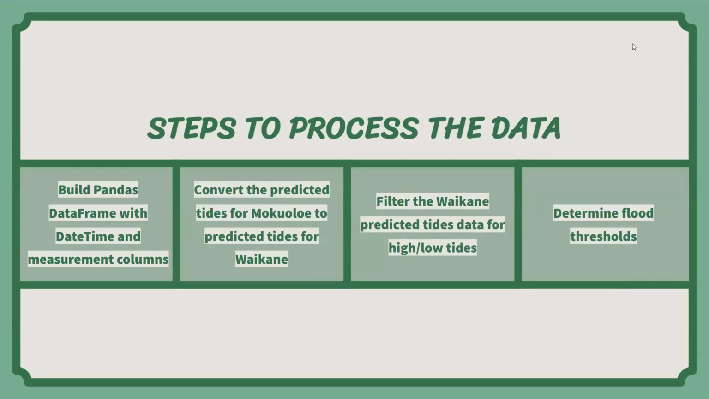So in order to process the data, these were the steps that the code did. First, pandas data frames were created with date, time, and measurement columns. Then from the data that we picked up from the API, we converted them from Moku'ole predicted tides to predicted tides for Waikane. And then we used that data to predict the high tides and the low tides. We also determined the flood thresholds that we got from the APIs.